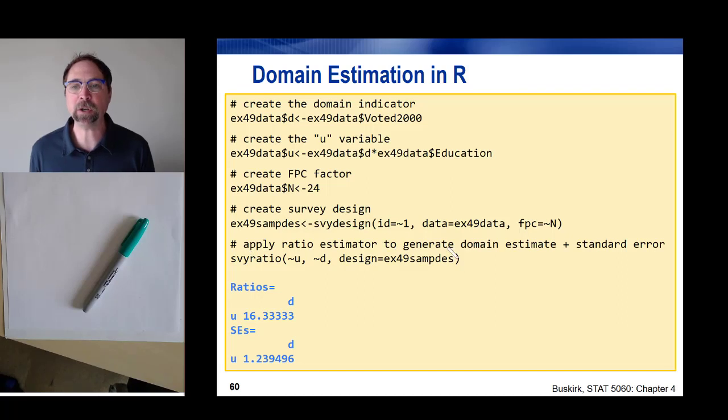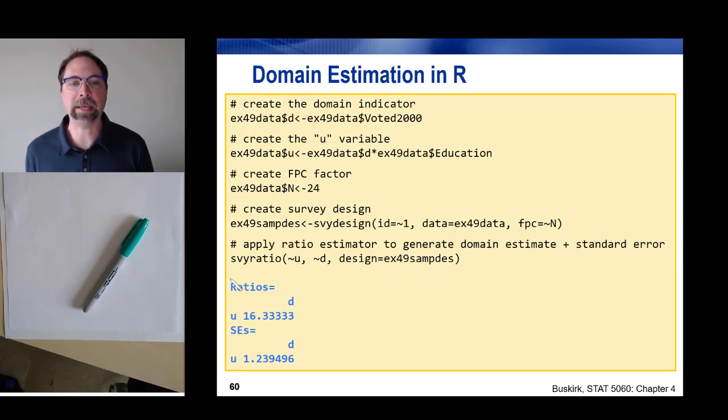Now I'm going to apply a survey ratio estimator to generate the domain estimate along with the standard error. And essentially I'm going to use the svyratio command. Here I'm not going to use a predict function with a svyratio object because in the domain estimation, the actual estimate that I want is the B hat, which I will get from using the svyratio command. So I will specify the numerator variable first, which is the U variable that I created earlier. I'll specify the denominator variable, which is the D indicator variable. And then of course the design is the sample design object that I created earlier.